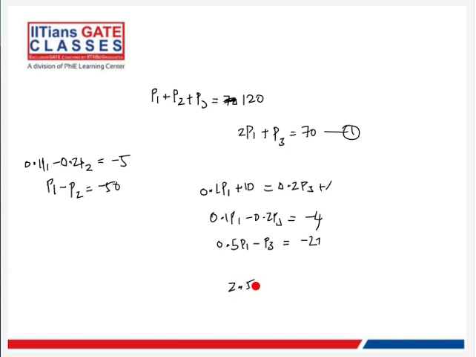2.5 P1 is equal to 50. So what is P1? 50 divided by 2.5. So you will get it as 20. So what is P3? P3 would be 30. And if you substitute this back, you get P2 as 70. Right? Correct. Is that clear? Correct.